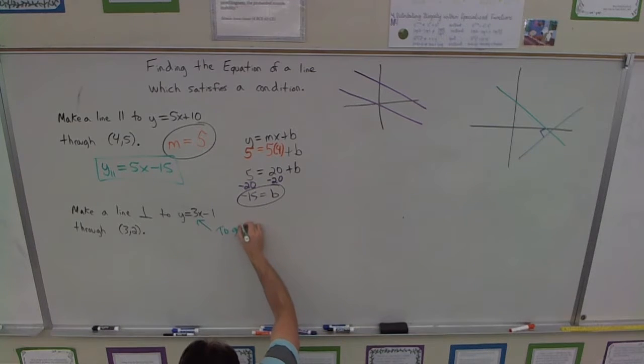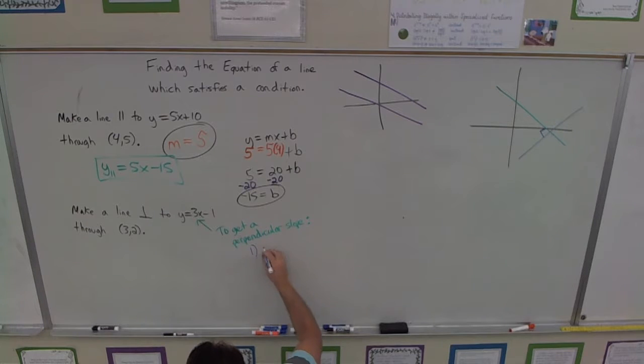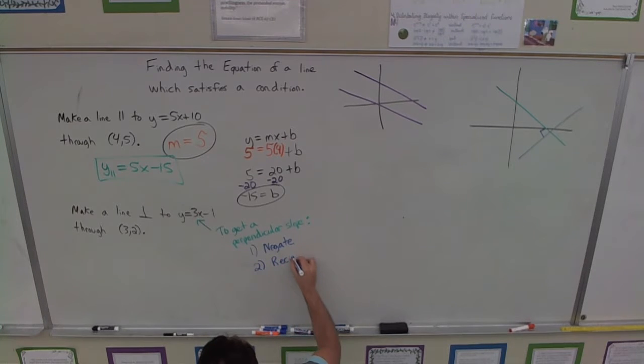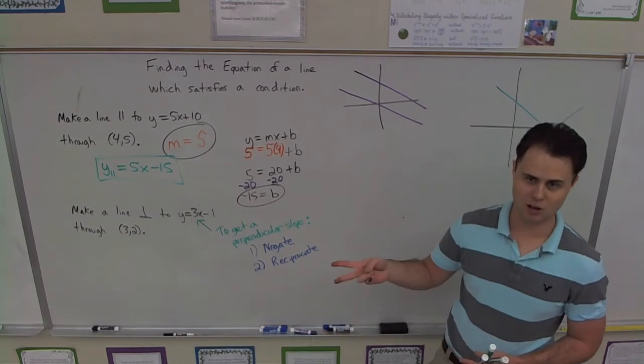To get a perpendicular slope, one, negate. That means do the opposite. Positive is negative, negative is positive. And two, reciprocate. What's reciprocate mean? Switch the numbers upside down. Exactly, upside down.